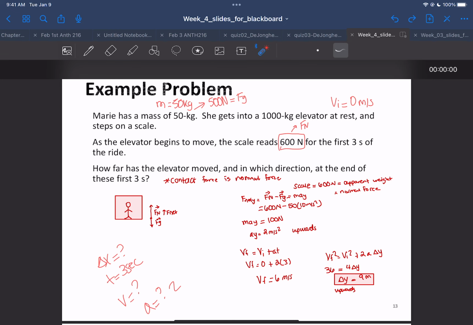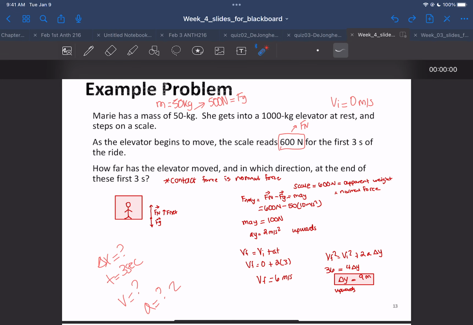Yeah, there's an example for here as well. Another quick check here: if you have a 50 kilogram student, their weight would be 500 newtons if we multiply by the acceleration due to gravity, and they get into a 1,000 kilogram elevator at rest, and then that student hangs on a rope attached to the elevator ceiling. As the elevator accelerates downwards, what is the student's apparent weight? What is the student's apparent weight here?